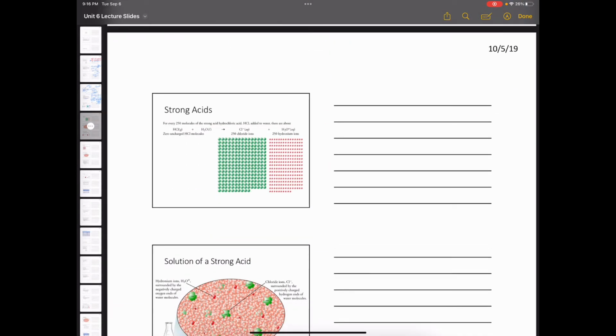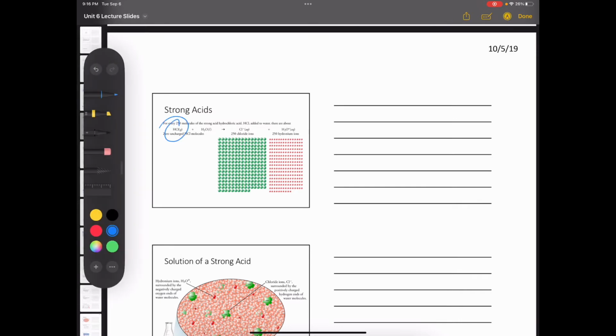If we put this in the context of count, if you start with 250 molecules of hydrogen chloride, at the end of the reaction you will have 250 hydronium ions, 250 chloride ions, and you'll have zero HCl molecules because all the hydrogen chloride had dissociated into protons and chloride ions.